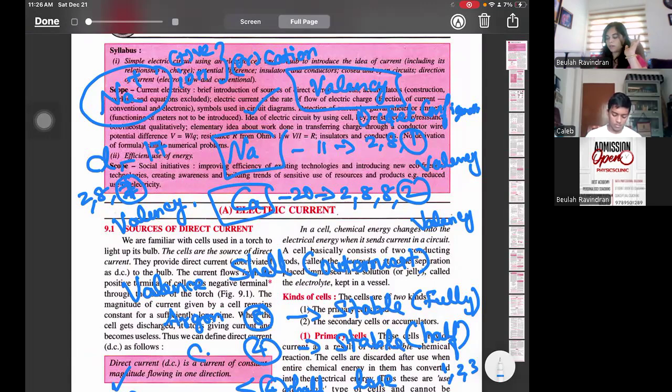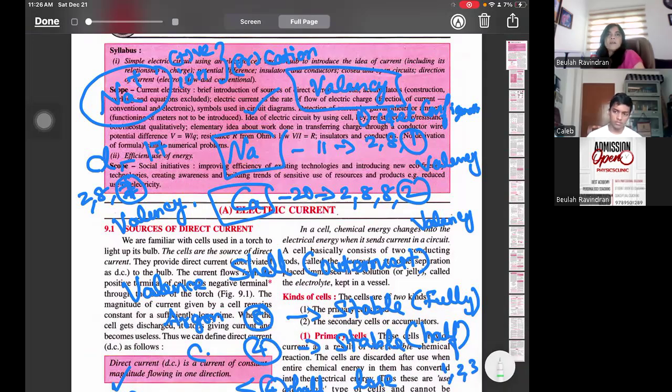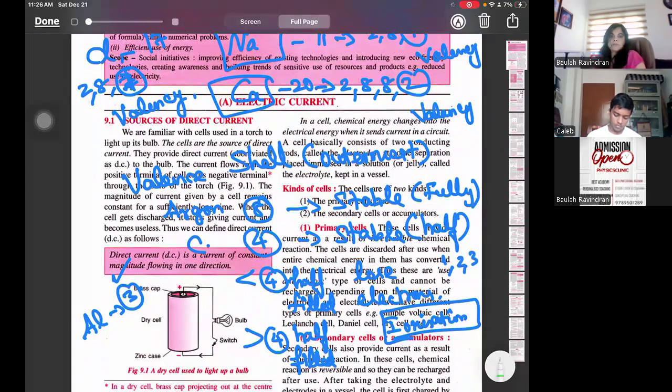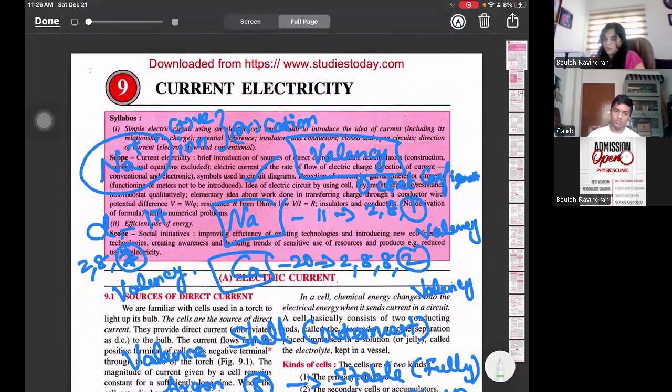Suppose you talk about chlorine, what is the valency of chlorine? 7 is the valency of chlorine. So it is less than half filled or more than half filled? More than half filled. More than half filled means it will accept electrons in order to maintain its stability. For example, if sodium atom loses 1 electron, then its outermost will be 8 now, so it attains its stability.